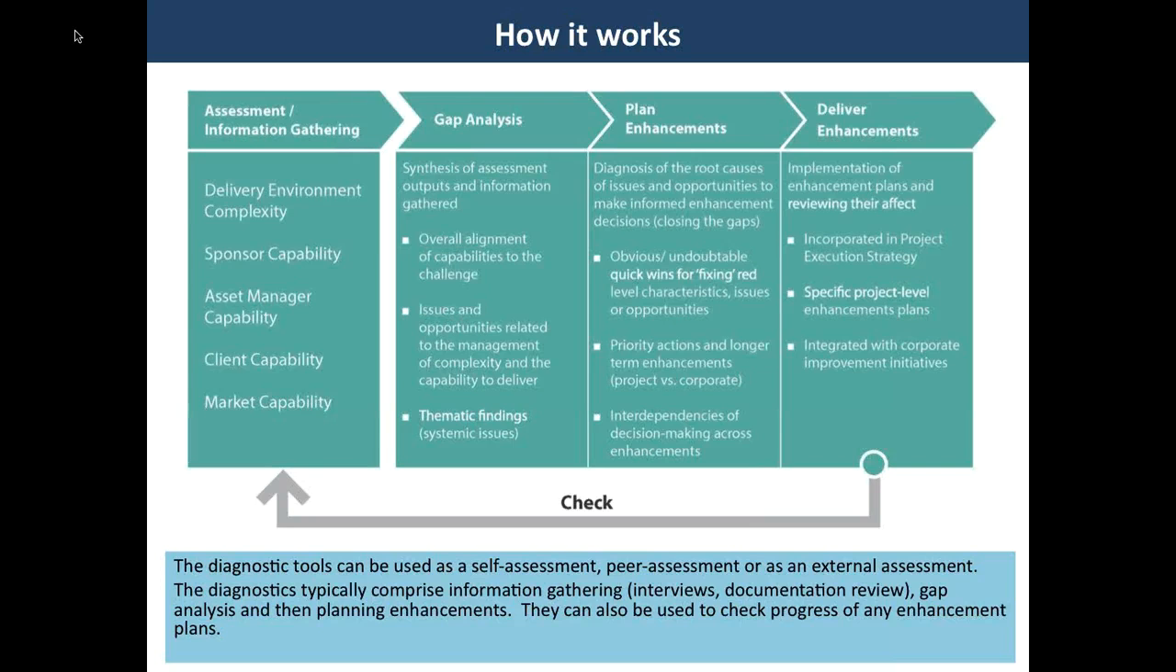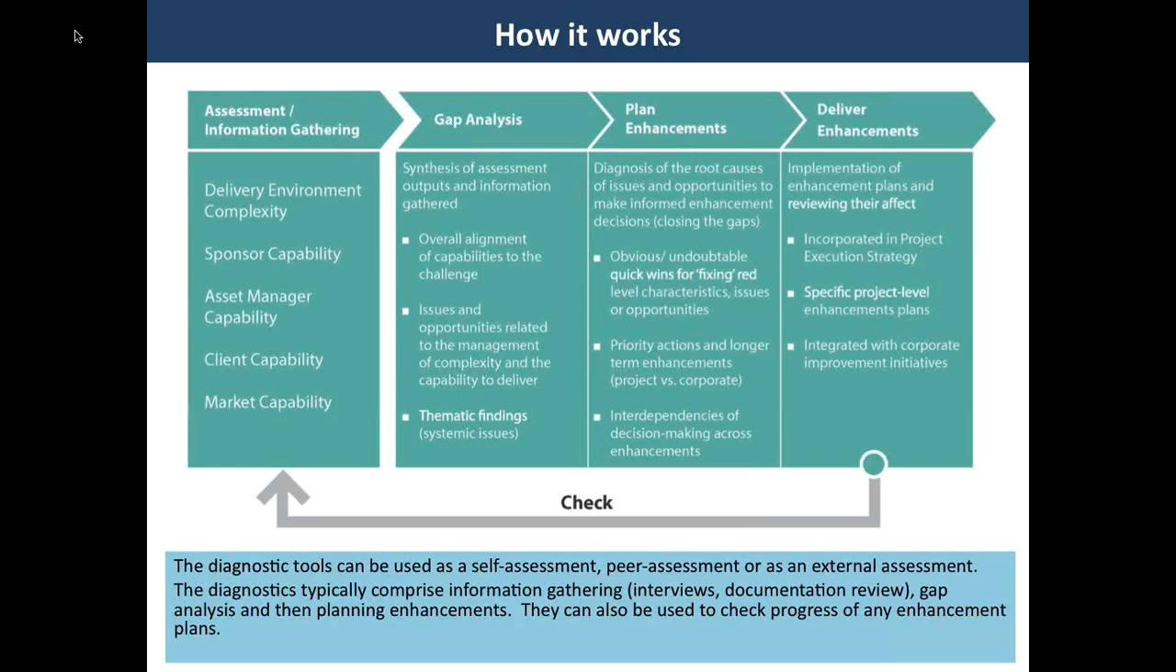includes an assessment and information gathering phase. In this, the user decides on the project or concept which you are going to Routemap, and then completes the assessments of complexity and capability. The assessments can be used as a self-assessment, a peer assessment, or can be done by an external party. The accompanying information gathering typically comprises interviews with key project personnel and a document review. The outputs of that phase are then synthesized to look for overall alignment of the capabilities to the degree of challenge and identify any major issues and opportunities.